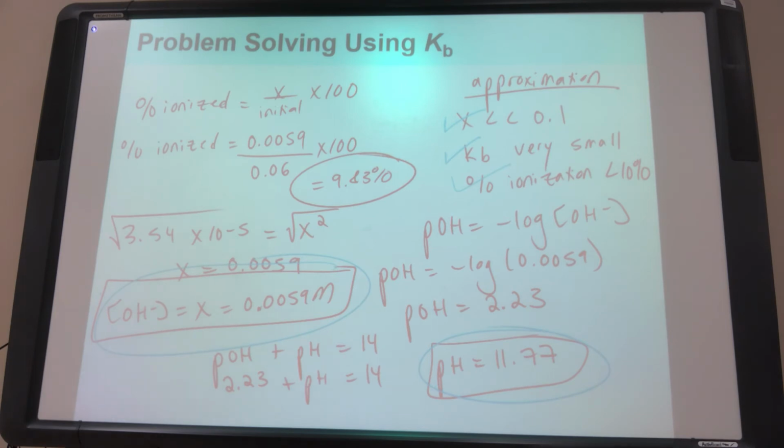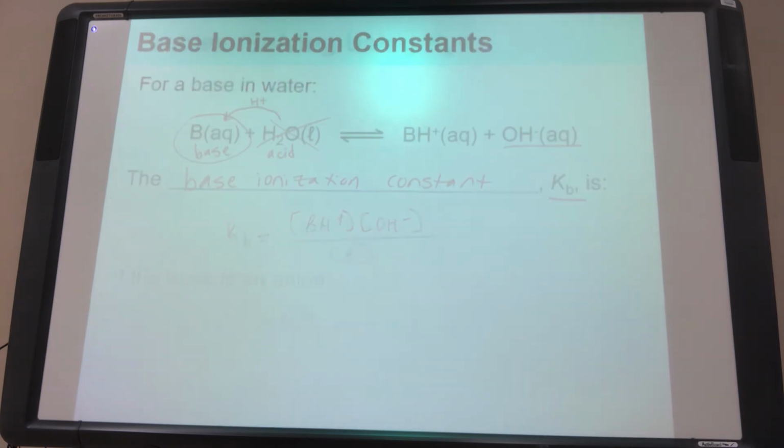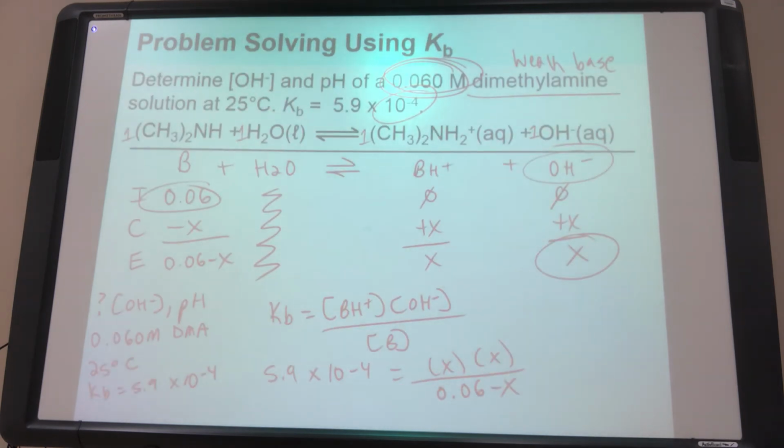Okay? So that's how you do it if it's a base. It's very, very similar to the thing that we just did with an acid. Now we can compare it and try to figure it out if it's a base. All right. So the next thing we want to talk about is, now that we've talked about how to use Kb, and last class we talked about using the Ka, how do these two relate? How do Ka and Kb relate to each other?